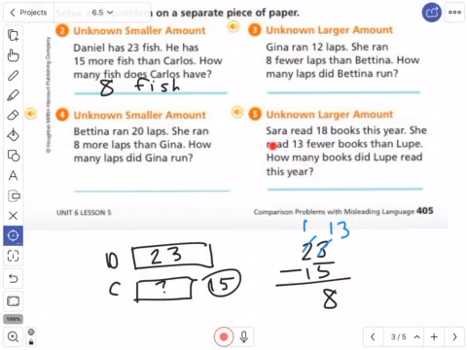Okay. Number 5, unknown larger amount. Sarah read 18 books this year. She read 13 fewer than Lupe. How many books did Lupe read this year? So I got to think, who read more? Sarah read 18. She read 13 fewer than Lupe. Okay. All right. So do number 3, 4, and 5, and then we'll come back and check.